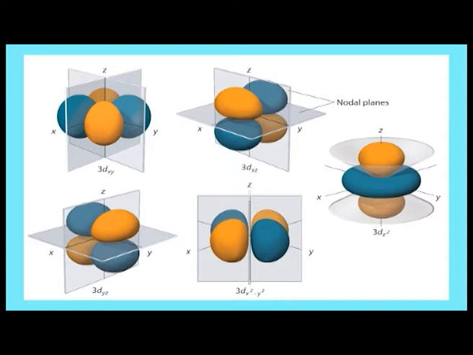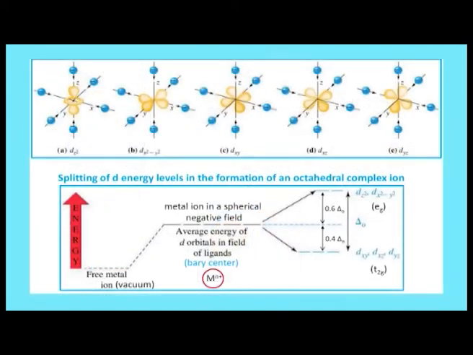The set of orbitals dz square and dx square minus y square can be represented by the representation Eg, and the set of three orbitals which are repelled less by the incoming ligands, that is dxy, dyz and dzx, is represented by T2g orbitals. Thus, under the influence of approaching ligands, the 5d orbitals, which were degenerate in the free metal cation, are now split into two levels: the T2g level, which is triply degenerate and of lower energy, and the Eg level, which is doubly degenerate and of higher energy.